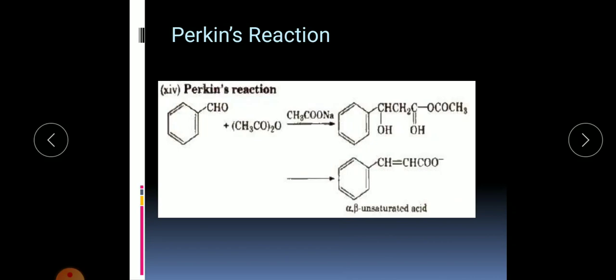So Perkin's reaction is generally when benzaldehyde is treated with acid anhydride in the presence of the sodium salt of a carboxylic acid, there is a formation of an alpha beta unsaturated acid, which we call this compound. If you have H over here, it is known as cinnamic acid. So this is known as Perkin's reaction.